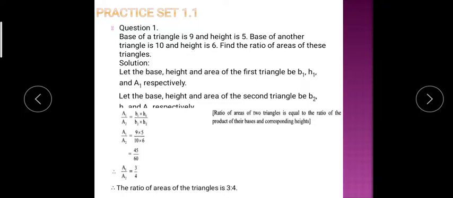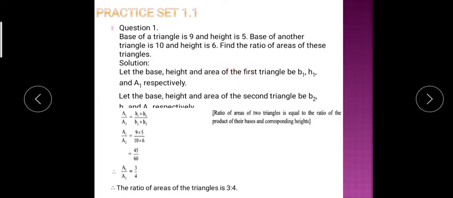Very simple. Now look at question number one first. The base of a triangle is 9 and height is 5. The base of another triangle is 10 and height is 6. Find the ratio of the areas of the triangles. Just recall what the ratio of areas of triangles is. The ratio of the areas of the triangles is equal to the ratio of the products of their base and corresponding height.